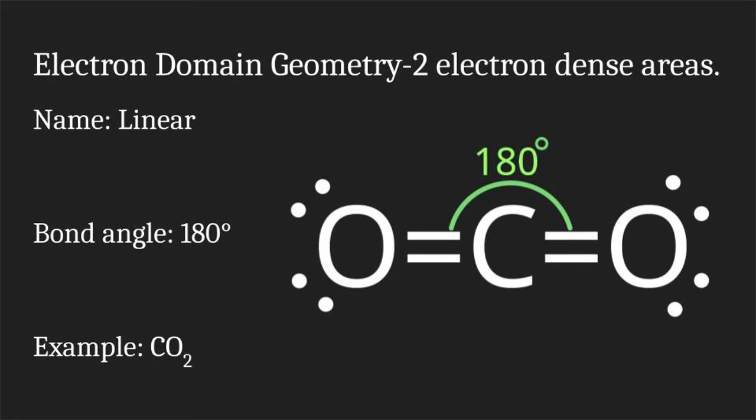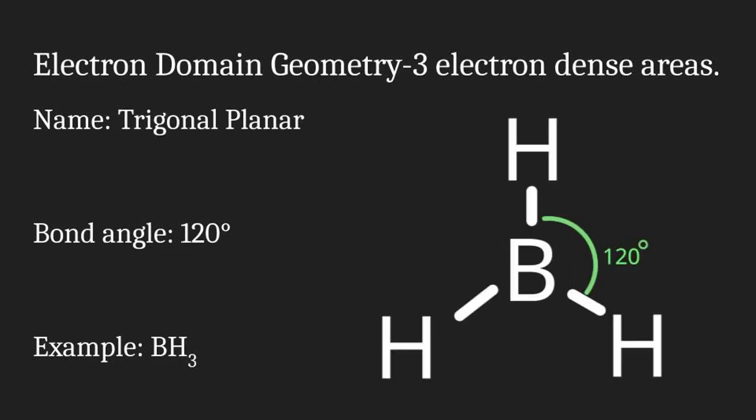So, for our first electron domain geometry, we're looking at when there are two electron-dense areas. All the lone pairs and electron-dense areas are based upon the central atom in our Lewis structure. So here, carbon is the central atom, and it has two electron-dense areas, because on both sides it has double bonds. We call this electron domain linear, and the bond angle in linear molecules is 180 degrees. An example of a linear molecule would be CO2.